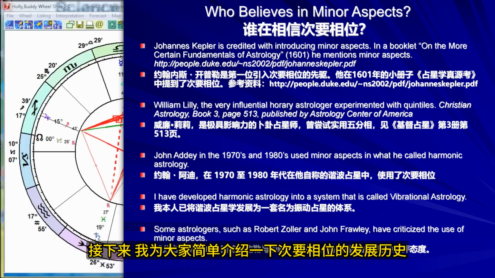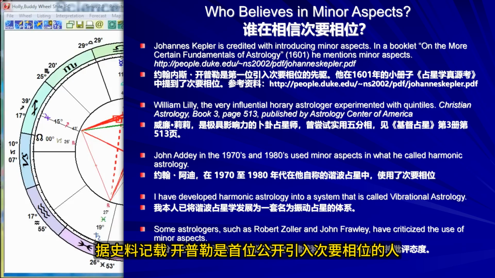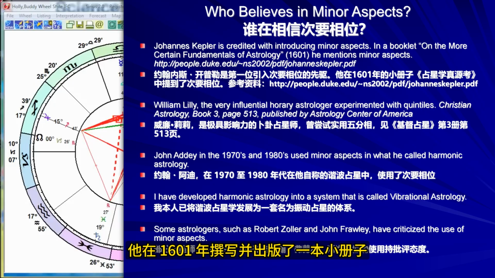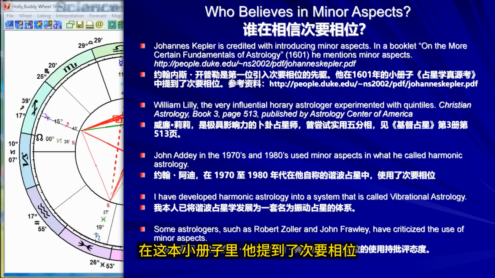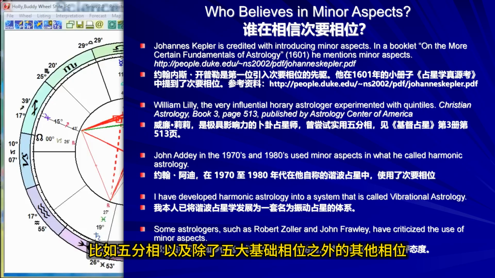So just to give you an idea of some of the history behind minor aspects, Johannes Kepler is credited with introducing minor aspects, is what the historians say. He has a booklet that he wrote, published in the year 1601, called On the More Certain Fundamentals of Astrology, and in that booklet he mentions minor aspects. And here's a website you can go to, or just Google, and you'll find this booklet that he wrote, and he periodically mentions minor aspects like quintiles and other aspects beyond the basic 5.